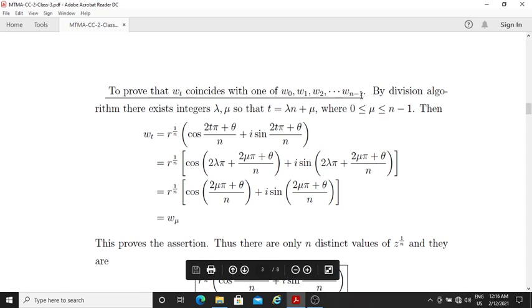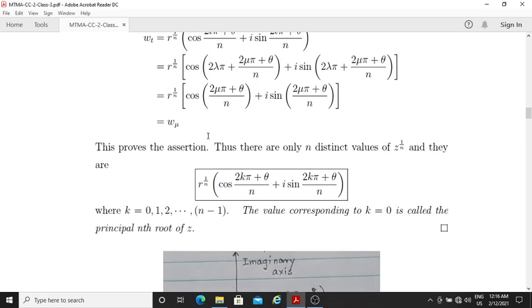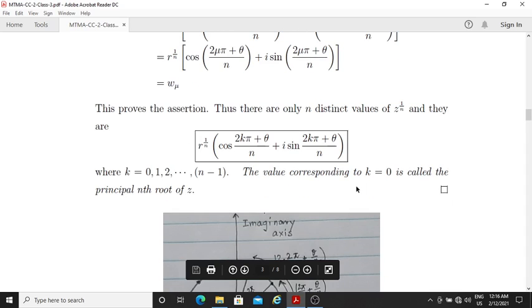So w0 to wn minus 1 are the n distinct nth roots of the complex number z. So we sum up that the n distinct values of z to the power 1 by n, the nth root of z, are given by these, where k runs over 0 to n minus 1. And note that the value corresponding to k equals 0, the first value, is called the principal value of z.